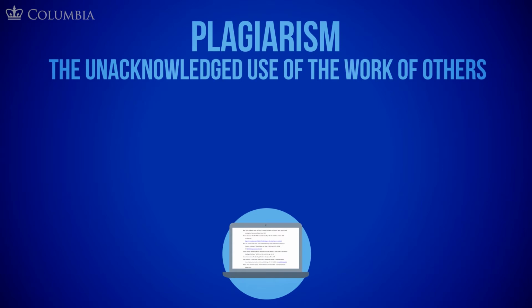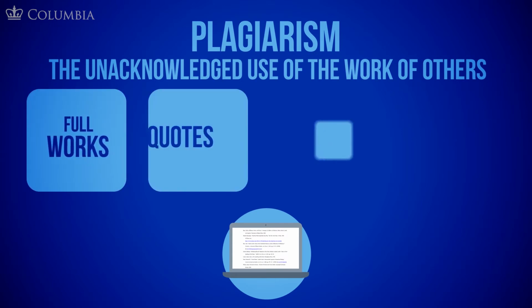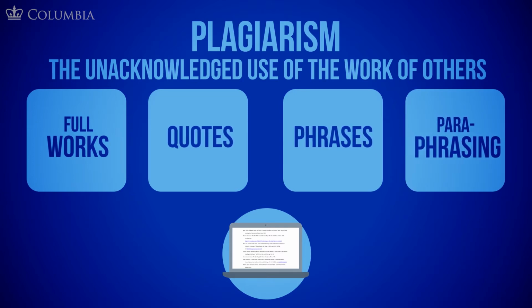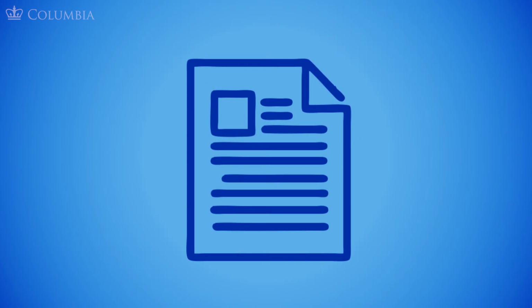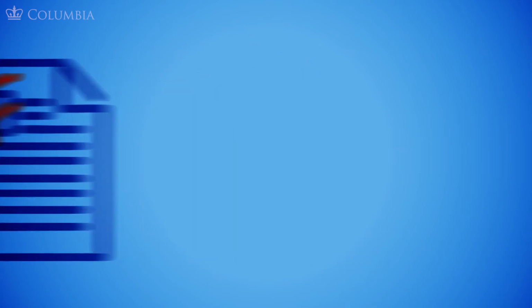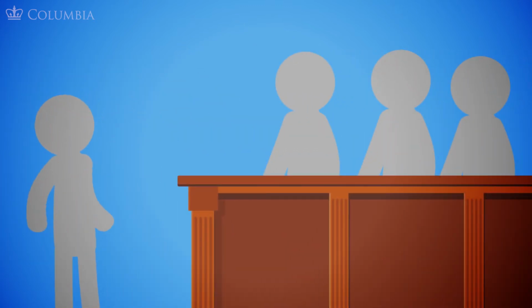Plagiarism is the unacknowledged use of the work of others. This could include copying full works, quotes, phrases, or paraphrasing information or ideas without acknowledgement. Good citation practices help prevent you from plagiarizing. Plagiarizing can result in failing an assignment and even facing disciplinary action from the university. Plagiarism also undermines the authority of your work.